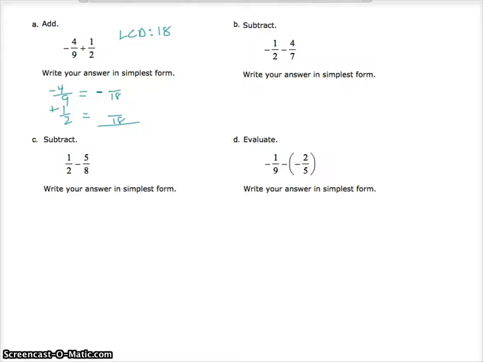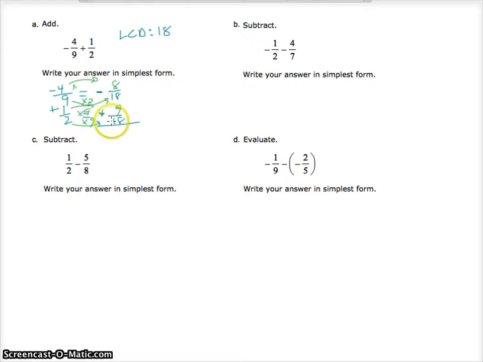All right, let's make my conversion change. 9 to 18 is by 2, so I need to multiply the top by 2. That's going to give me negative 8/18. 1/2 to 18, so 2 to 18 is by 9, so the top is also by 9, so I've got 9/18. So I have negative 8/18 plus 9/18.